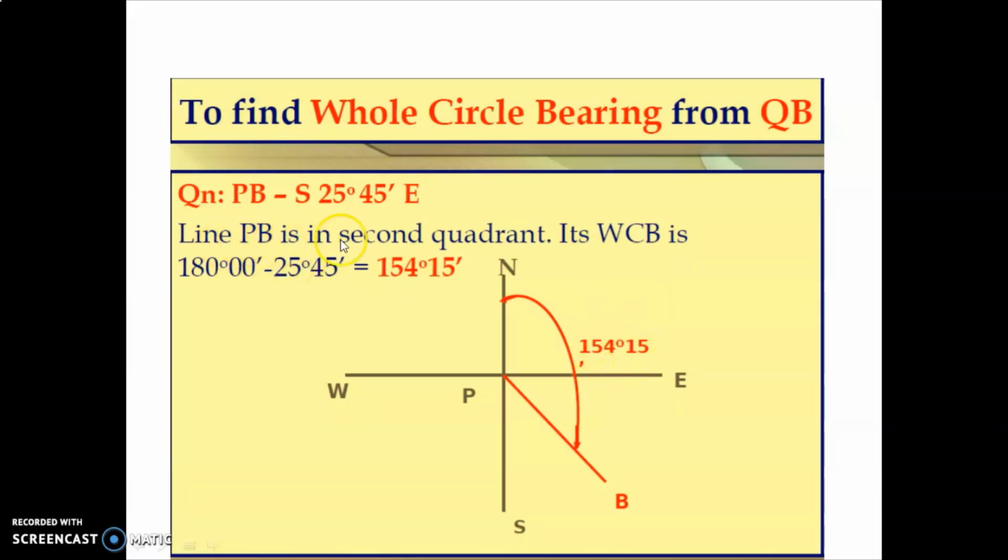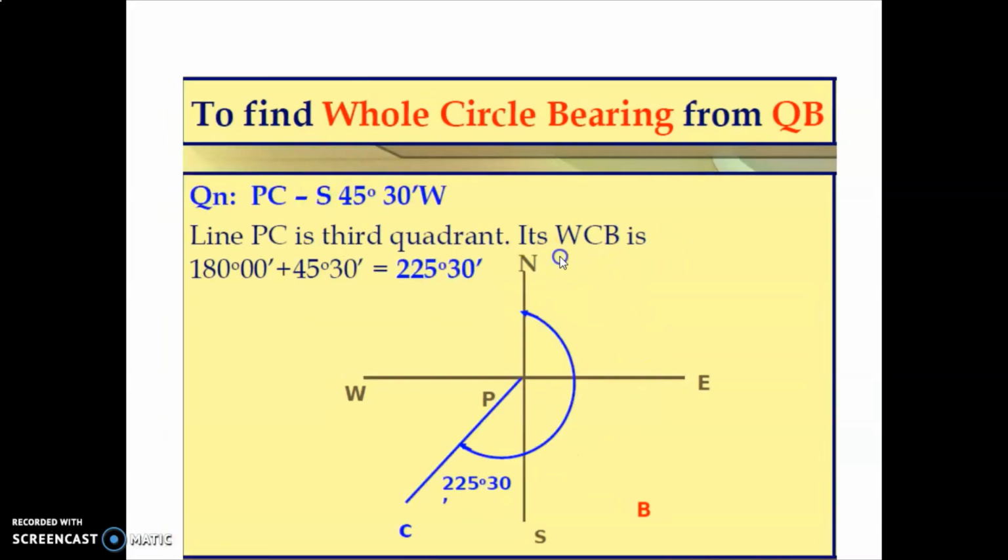So the same thing I have done here. Line PB is in the second quadrant. Its WCB is 180, means from here to here. You just deduct this value, 25 degree 45 minute, from 180. Your answer will be 154 degree 15 minute. Okay, clear? Take the third example.